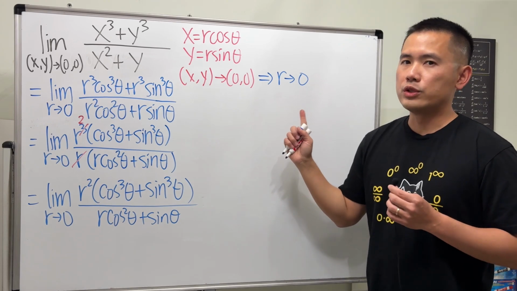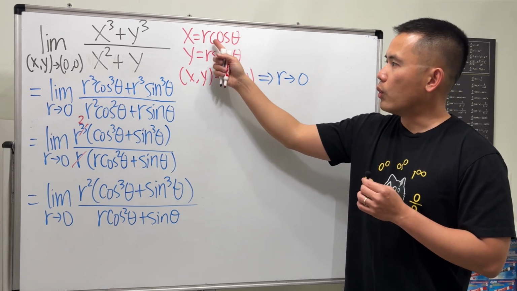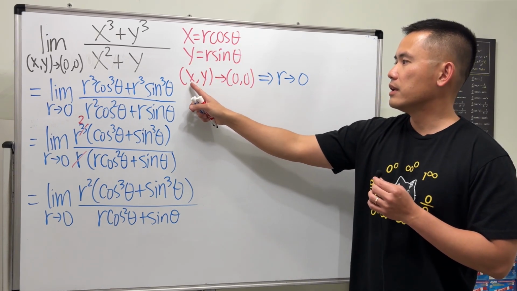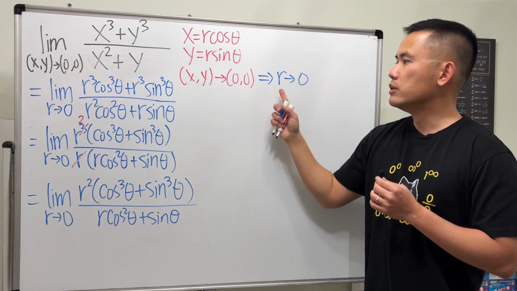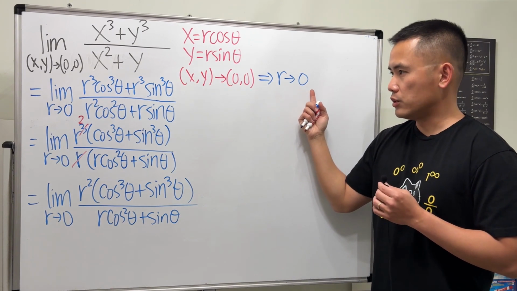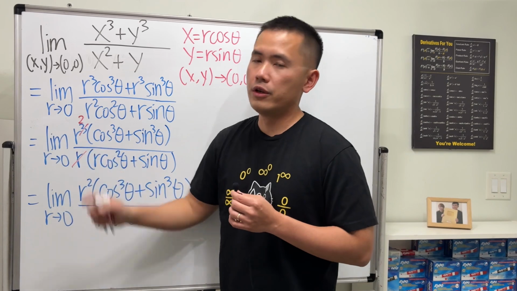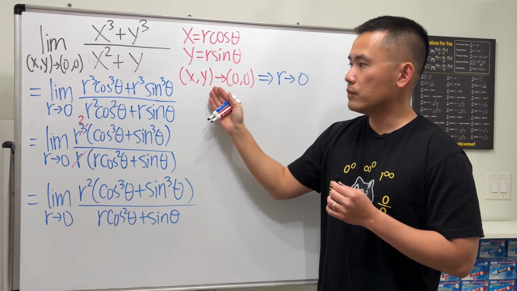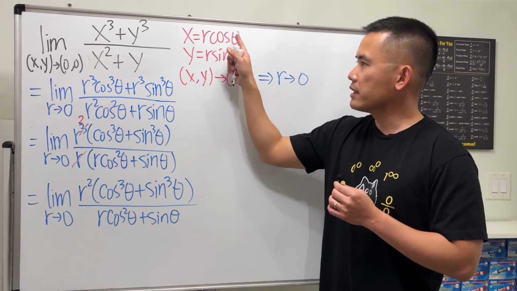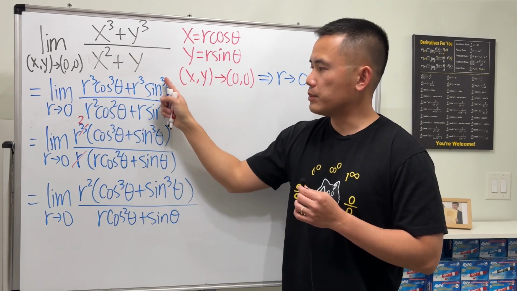Now, let me go over what you did. You used polar coordinates, and the good thing is that because x, y is approaching 0, 0, r is approaching 0, and we just have to worry about r right here. So it's a great idea. Use polar coordinates, plugging this into all this, we get this expression.